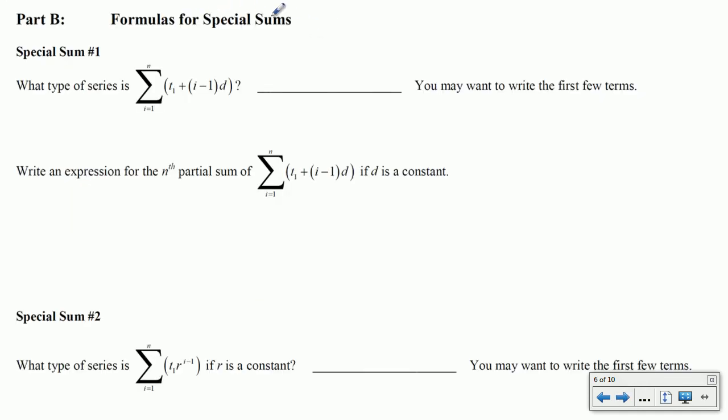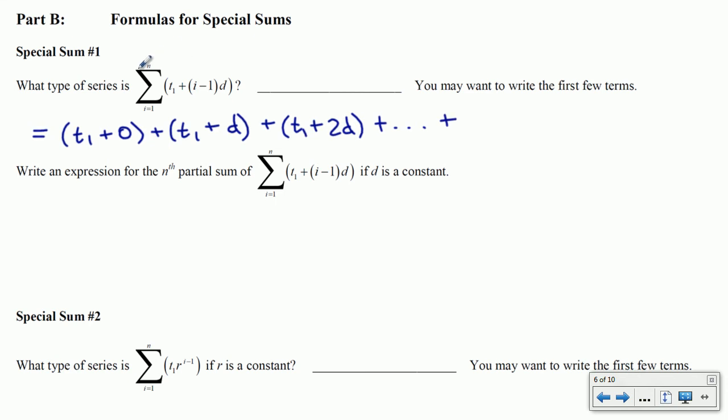Next, looking at formulas for special sums. Special sum number 1, what type of series is this? So we're going to write out a few terms here. The first term would be t1 plus 0, because we're starting at i equals 1. The second term would be t1 plus d. The third term would be t1 plus 2d, and so on, all the way to n. So the nth term would be t1 plus n minus 1 times d.